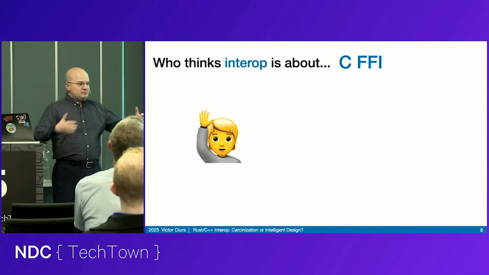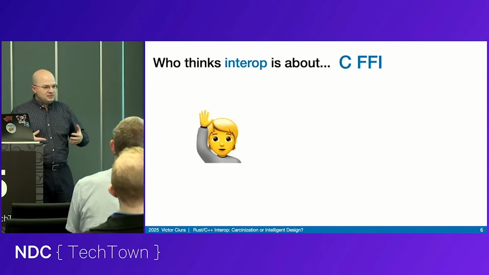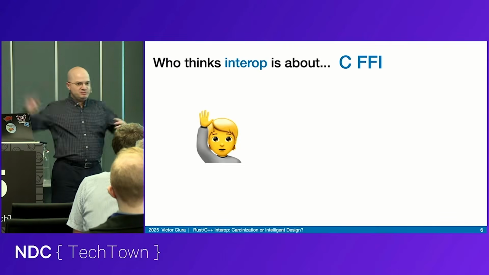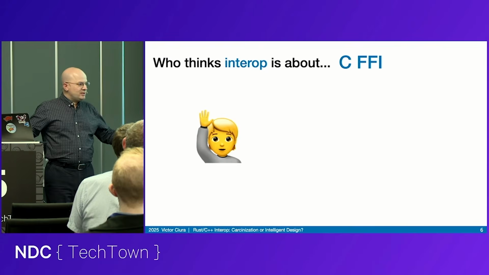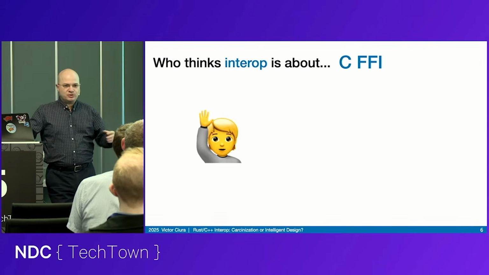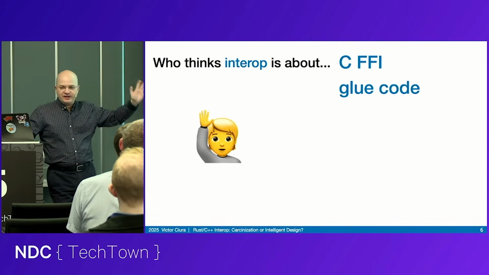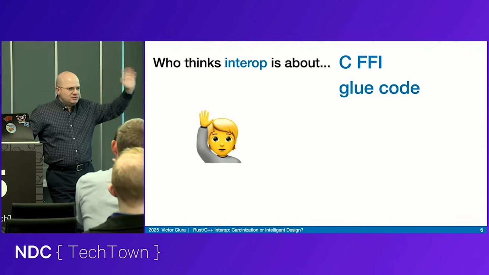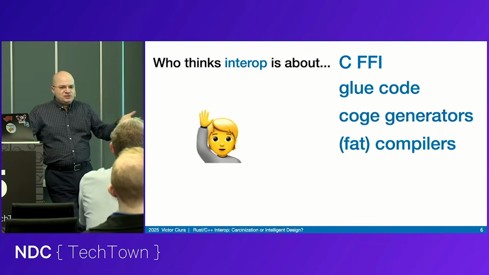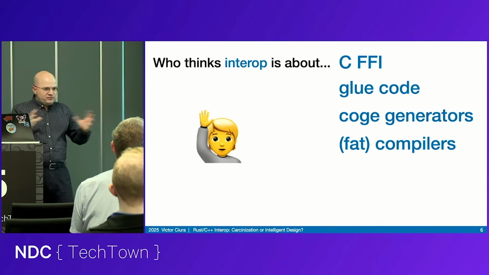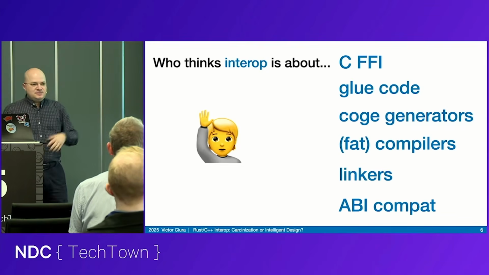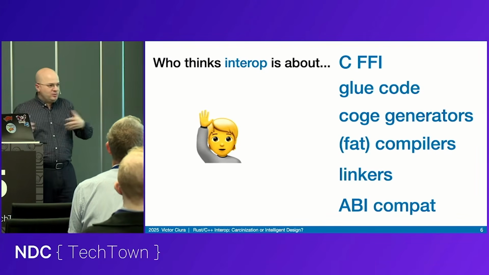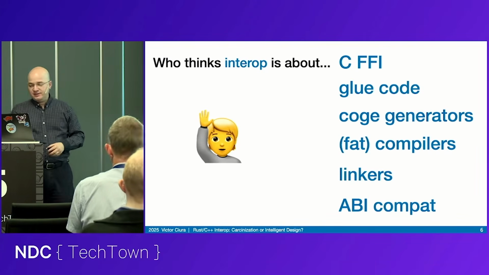Because we're right after lunch and probably you're getting sleepy and sluggish, I'm going to do gymnastics and ask you to raise your hand from time to time. When you talk about Rust interop, probably you think about C FFI things. You think about glue code, some kind of code generators, and maybe some kind of fat compiler that can do both, or linker things and ABI things. And all of the above. It's like a soup of nasty things.